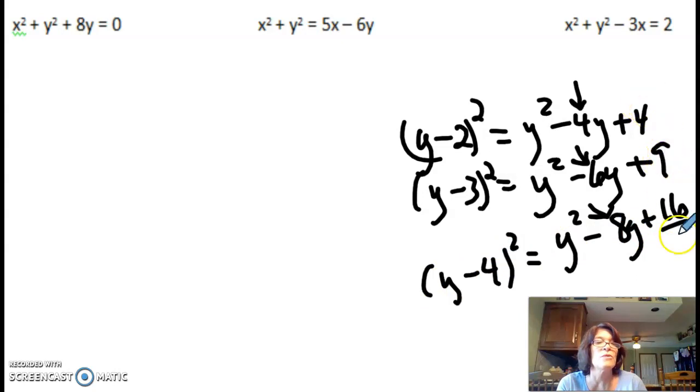Okay, whatever the square root of this thing is what goes there, or whatever half the middle term is, either way.